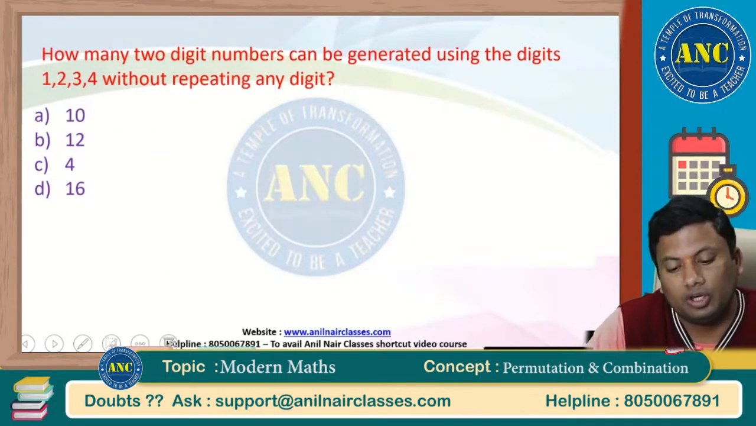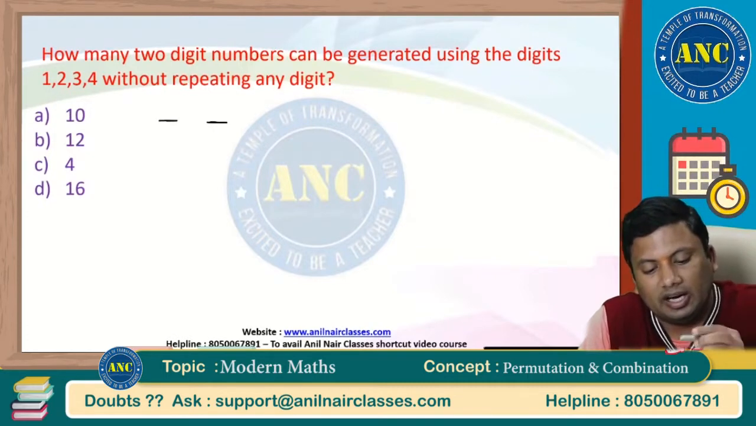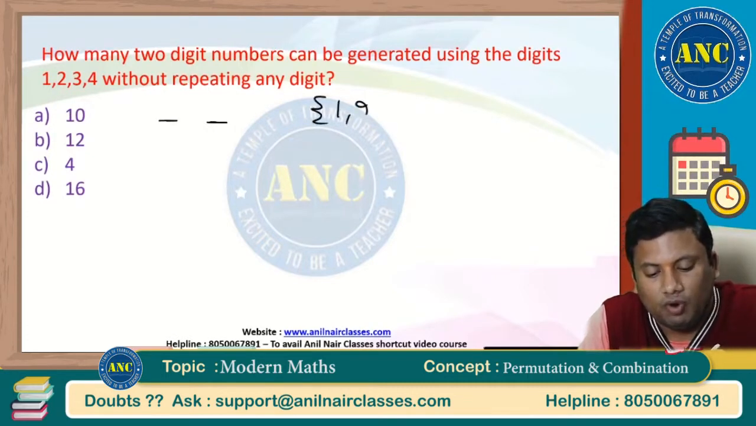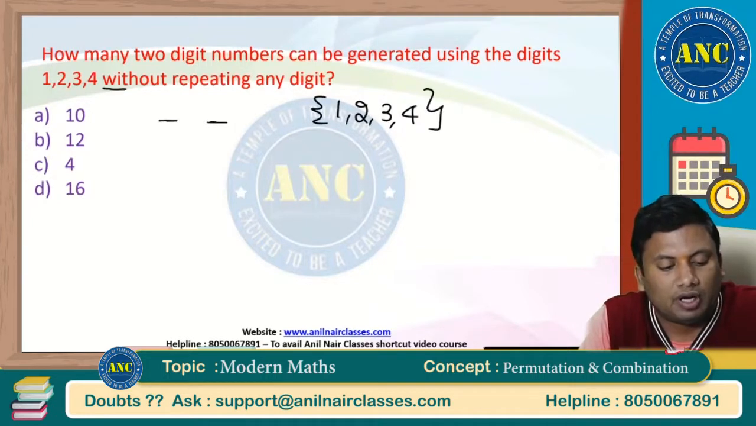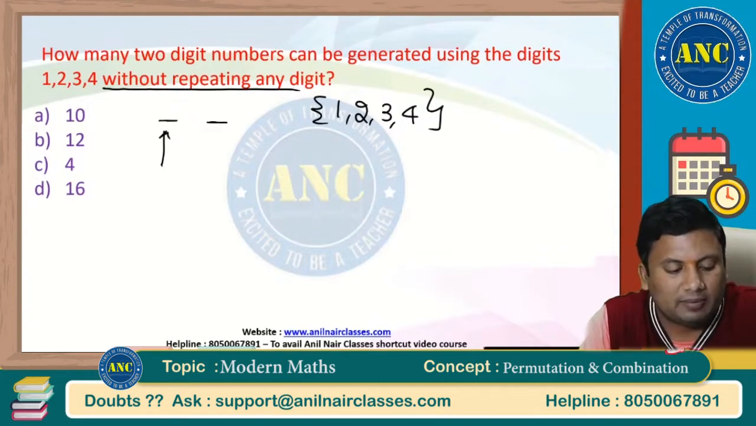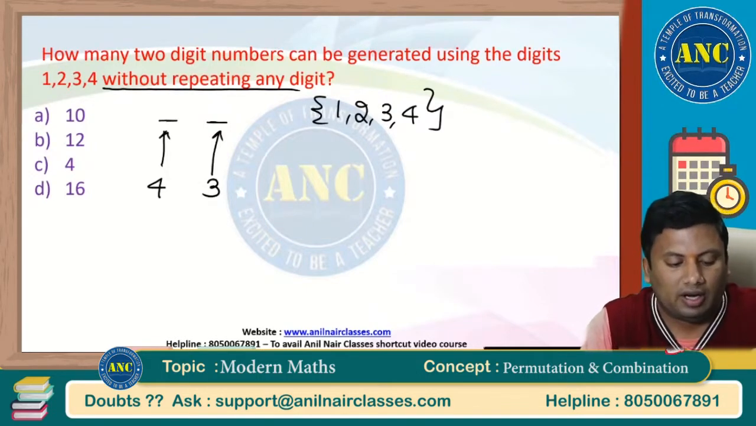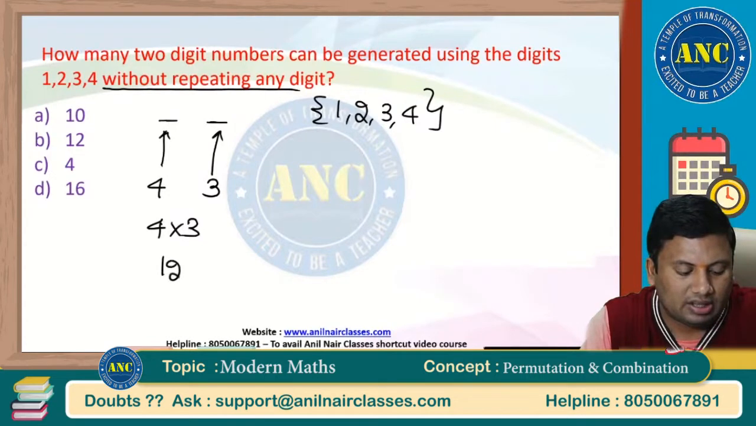How many 2-digit numbers can be generated using the digits 1, 2, 3, 4? Repetition of the digits is not allowed. This place can be taken by any one out of the 4. Since repetition is not allowed, this place can be taken by any one out of 3. So 4 into 3, it is nothing but 12.